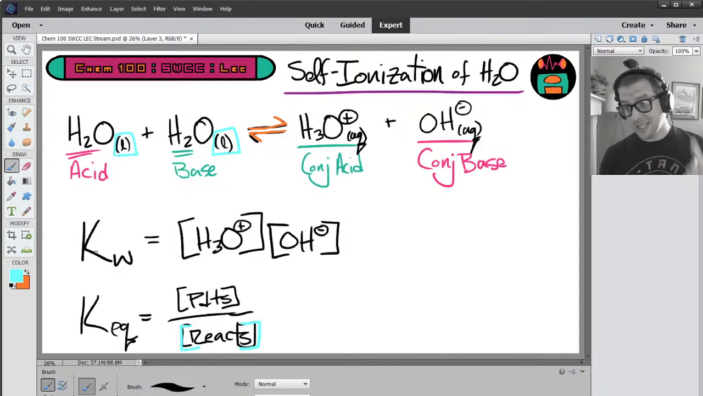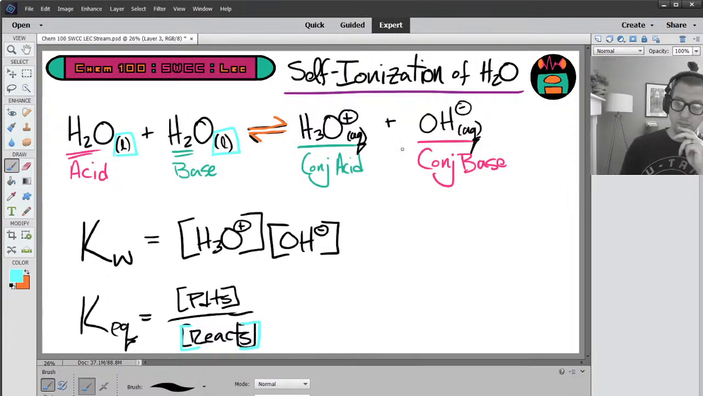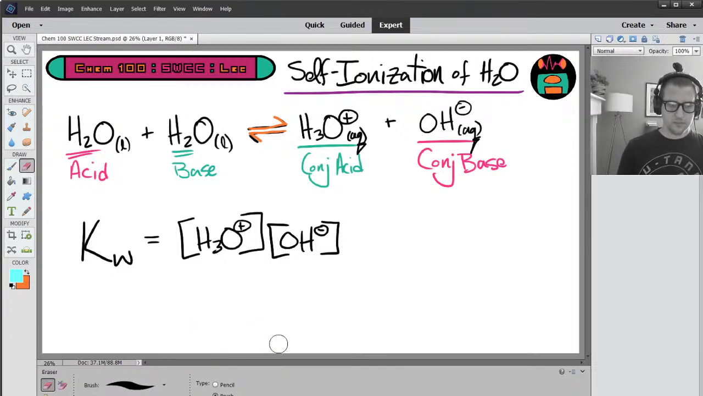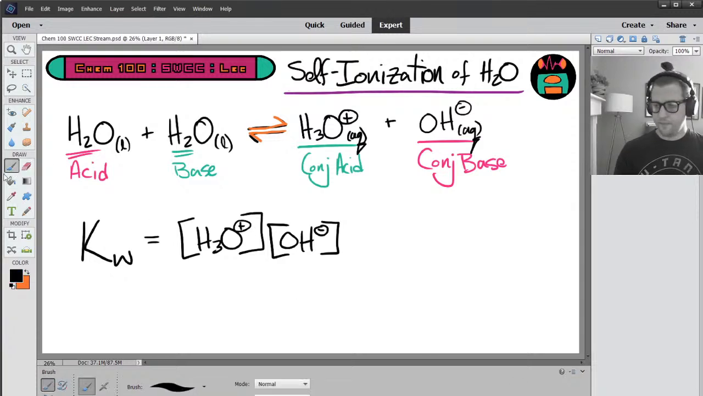And we know that solids and liquids do not show up in an equilibrium constant because they have a constant concentration. They're pure substances. Their concentration doesn't change. And so we do not include solids or liquids, which means Kw doesn't have a denominator. It's simply the concentration of hydronium times the concentration of hydroxide.